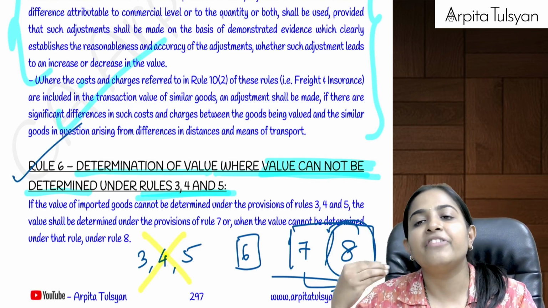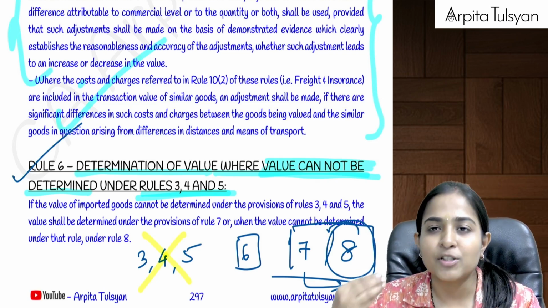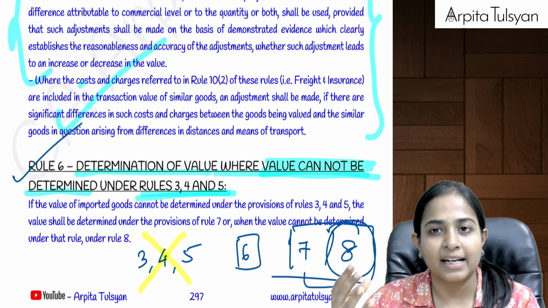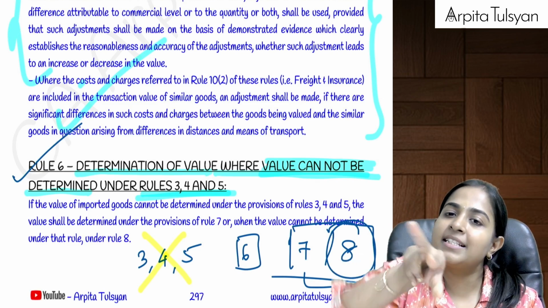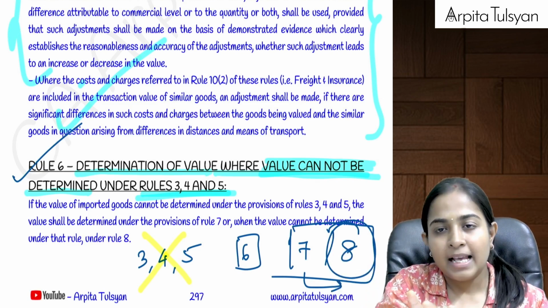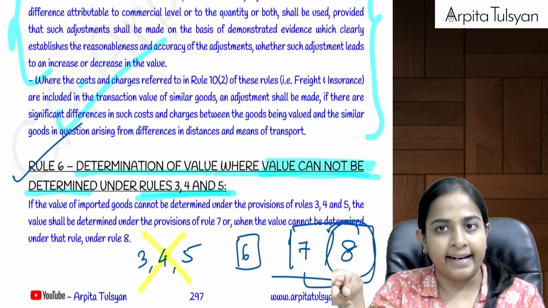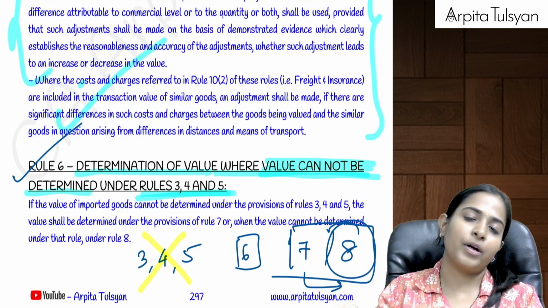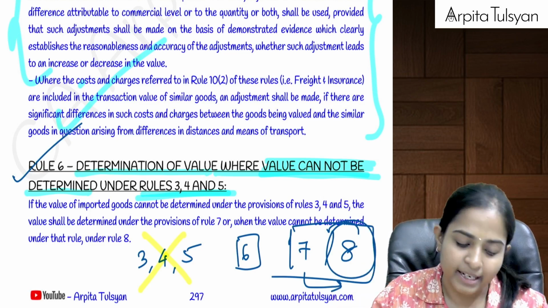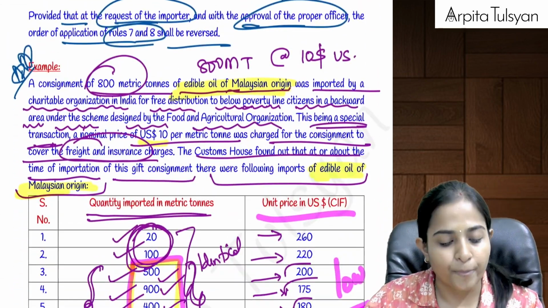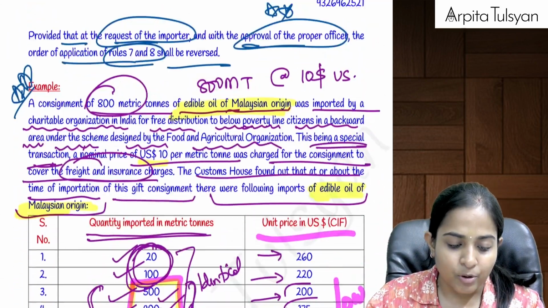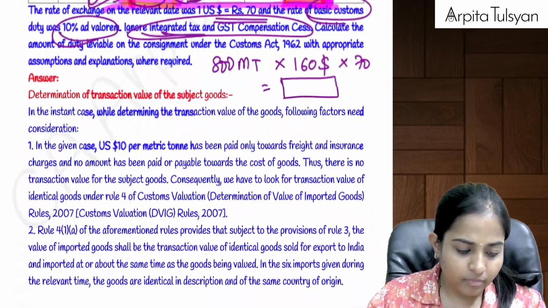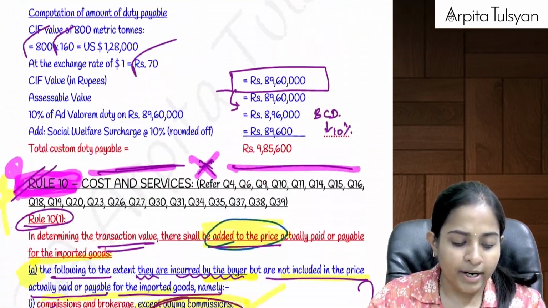But if you have made a request to the proper officer and the proper officer is satisfied, then he will allow you to change the sequence here only. Normally 7 and then 8, but if the proper officer has approved your request, then in such cases you can first follow 8, and if not possible, then you can follow 7 also. No problem in that. Are you clear with this? Yes. Okay.